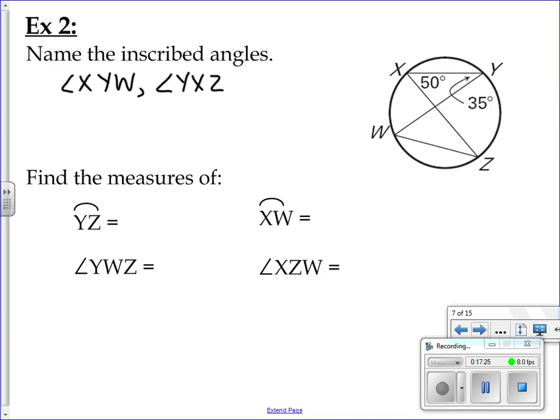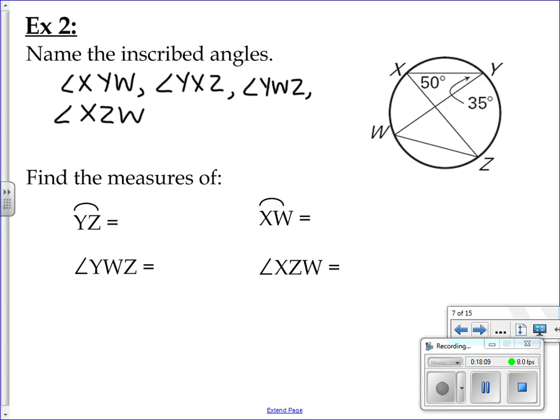Okay, let's say I talk about what's going on down here. I can connect this chord with this chord. So I have angle YWZ. I can erase that one. I can connect XZ. That meets with WZ at Z. So again, that's another inscribed angle. So that's XZW. And that should be all of my inscribed angles.